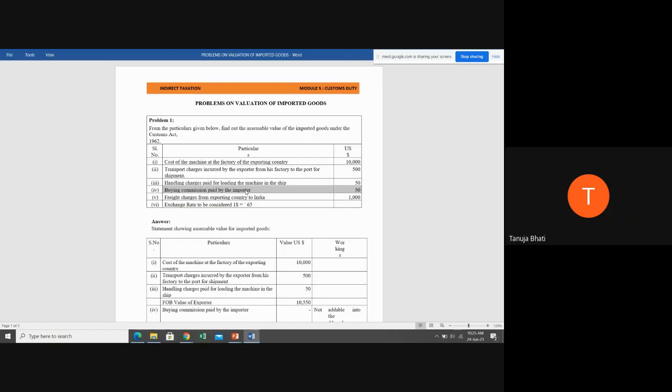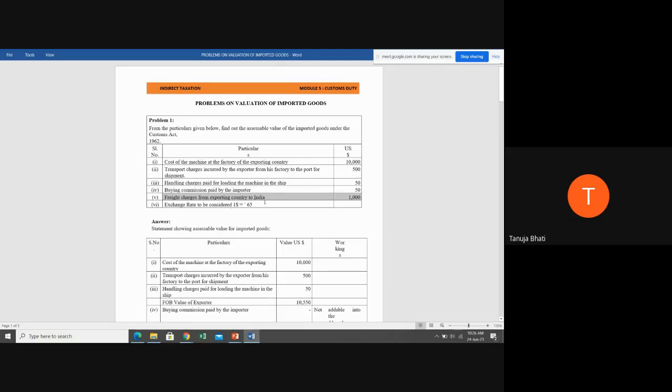Do you all remember yesterday's rule that we have done? Rule number 10, sub rule 1, where they said that all types of commission and brokerage, if paid by the importer, has to be added in calculating the assessable value, exception buying commission. So can you all tell me now, this buying commission of $50, should it be added to the assessable value or should it not be added? No. Okay.